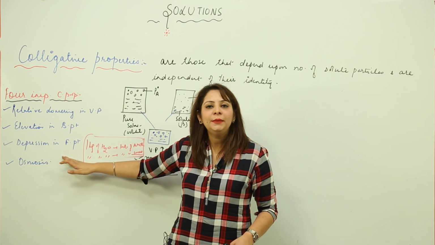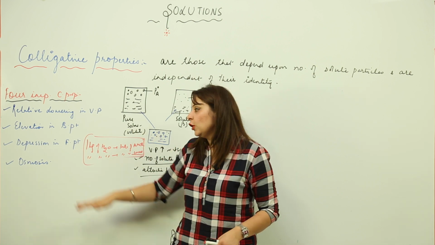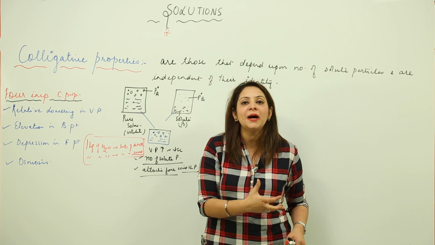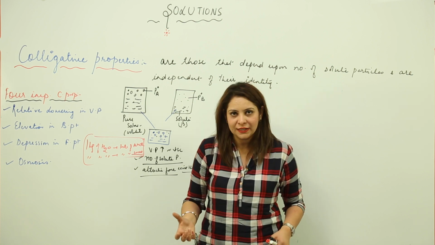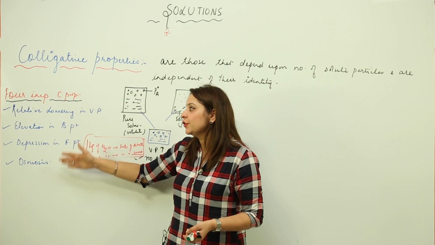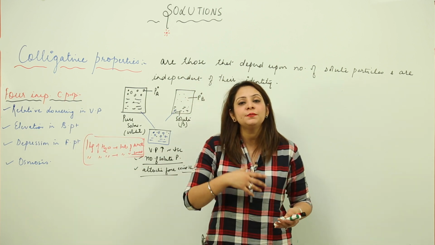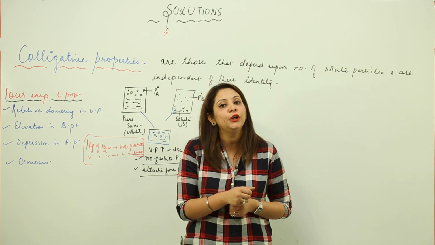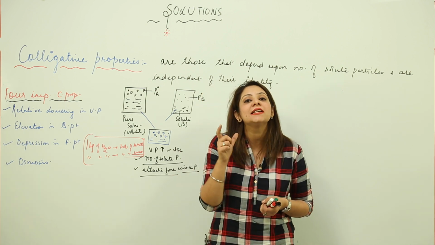Depression in freezing point means the freezing point is falling, and osmosis we will be discussing. As you all know, osmosis is the movement of solvent particles from higher concentration to lower concentration. Now we will be taking into consideration all those 4 properties, and I will just make you realize that yes, they are colligative properties. They depend upon the number of solute particles and are irrespective of the identity of the solute.